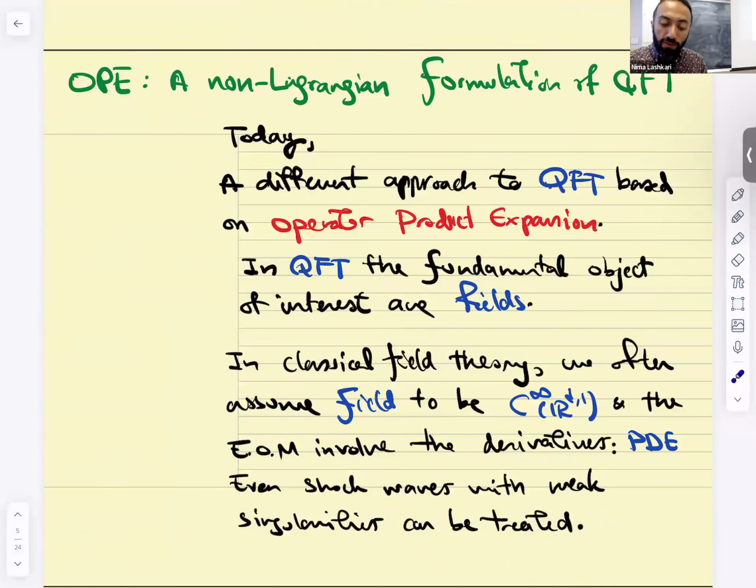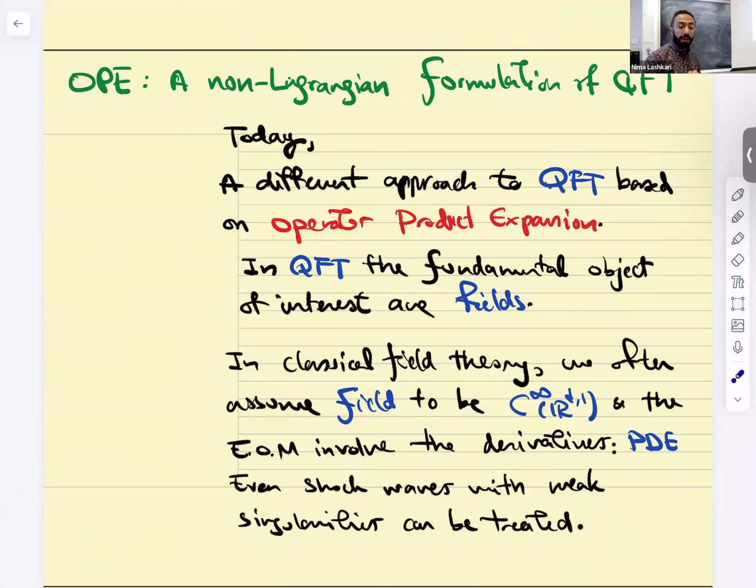All right. So today what we're going to discuss is a non-Lagrangian formulation of quantum field theory, today and in the next lecture. This is called the operator product expansion, or operator product expansion algebra. The term algebra here is a misnomer. There's no algebra. There's an algebraic structure.